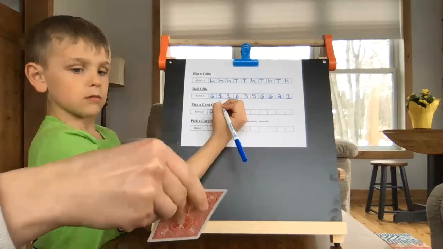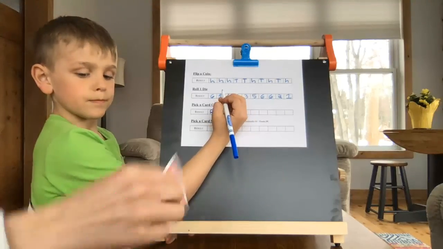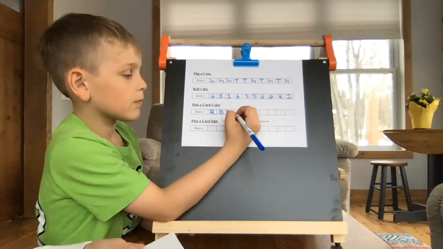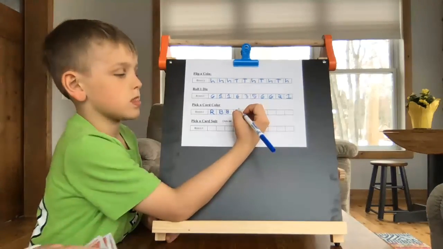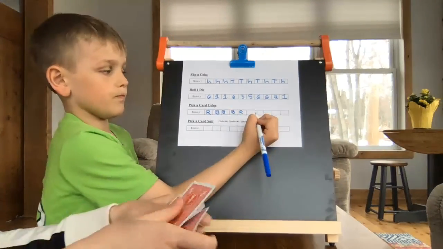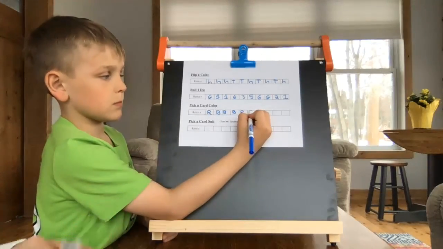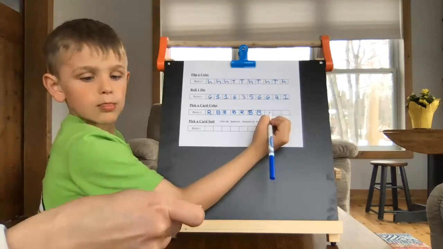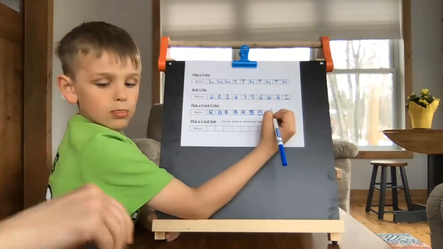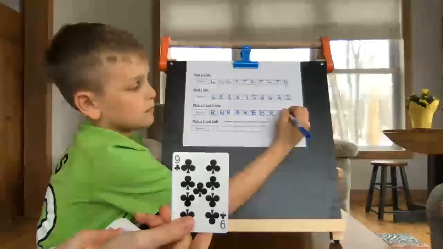Next draw, black. Replace the card. Next draw, black. Replace the card. Next draw, black. Replace the card. Next draw, red. Replace the card. Next draw, black. Replace the card. Next draw, black. Replace the card. Red. Replace the card. Red. And last draw for our 10 draws is black.